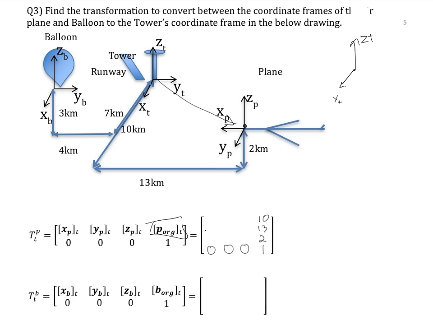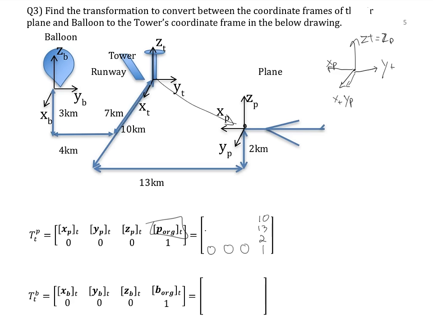So X from the tower is going that way. Y from the tower is going that way. So if we were to lay the origin of the plane at the same origin as the tower, what would we get? Our two z's are equal, so the z direction from the plane is pointed that way. The x direction from the plane is pointed that way. And the y direction from the plane is pointed in the same direction as x.